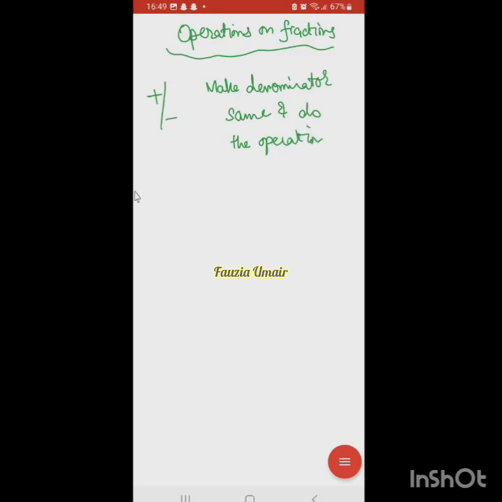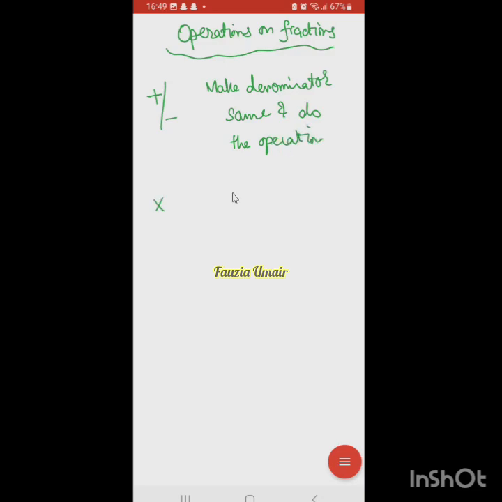Do you know how to add or subtract fractions? Amrish, how can we add two fractions? By making the denominator same. Excellent, by making the denominator same. Make the denominator same, and then do the operation. If it is negative, then subtract the numerators and so on.